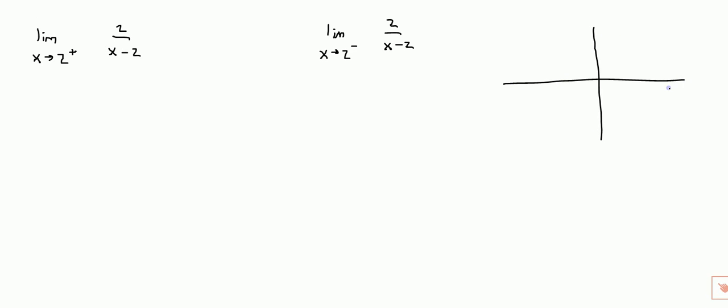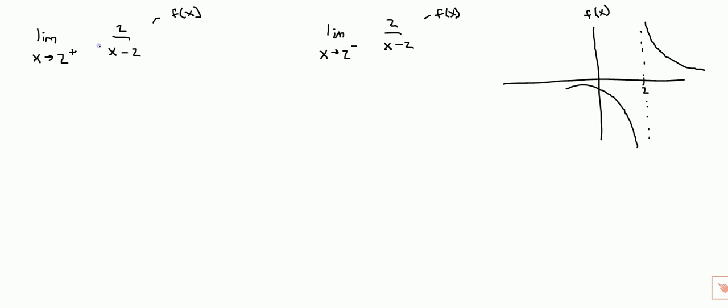So what value makes the denominator 0? It's positive 2. Okay, so we're going to have a vertical asymptote there. And the hyperbola is going to look like this, right? And we're calling this f of x. What's inside the limit?